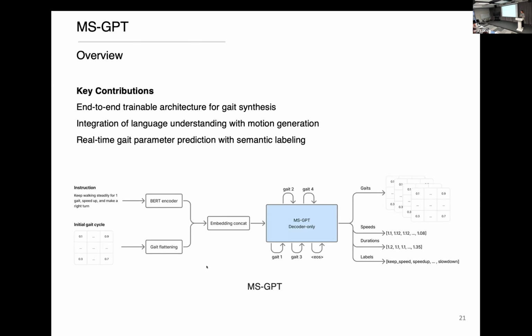Okay. And what is the next, gate flattening? What is this? We have this initial gate cycle to preserve some patient-specific muscle activation patterns. We flatten this 30 by 10 matrix into a 300-length sequence.